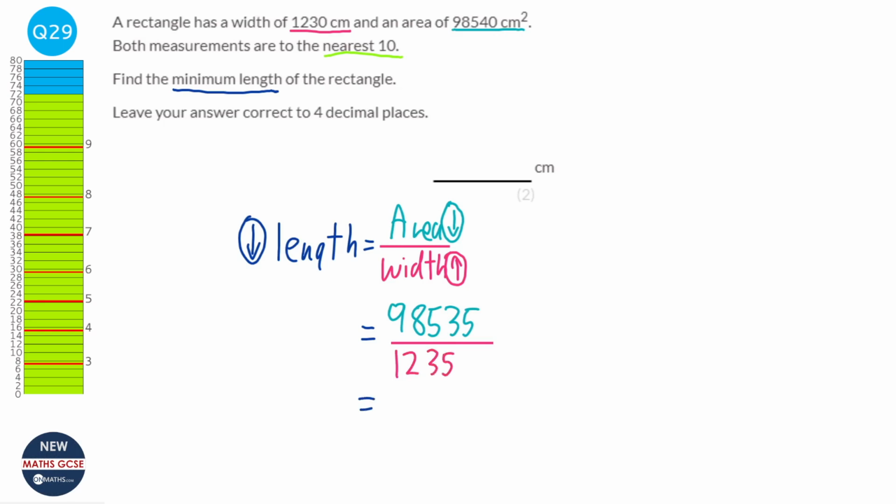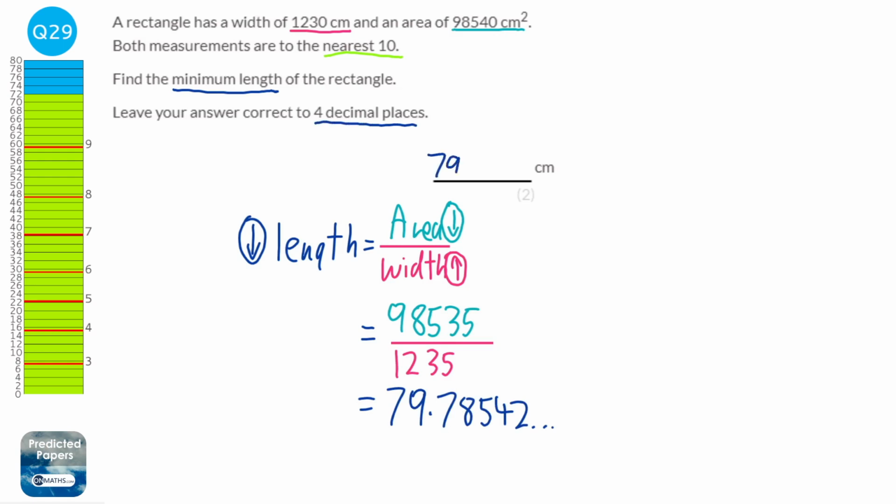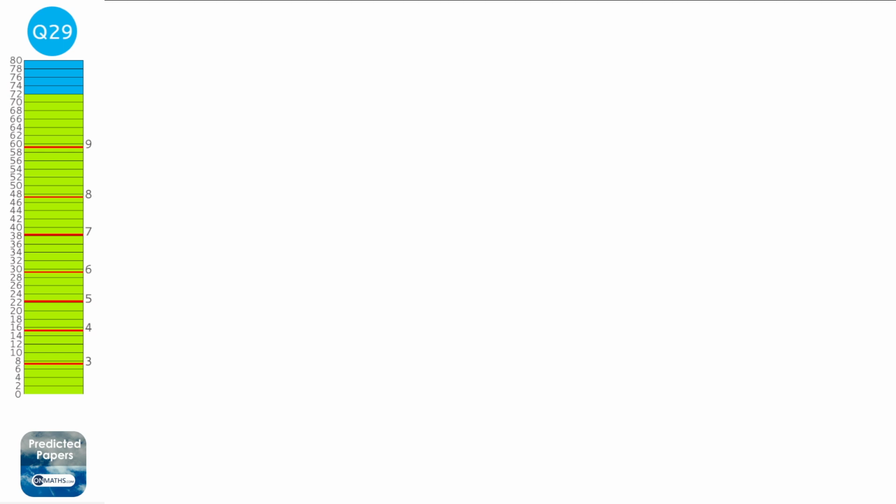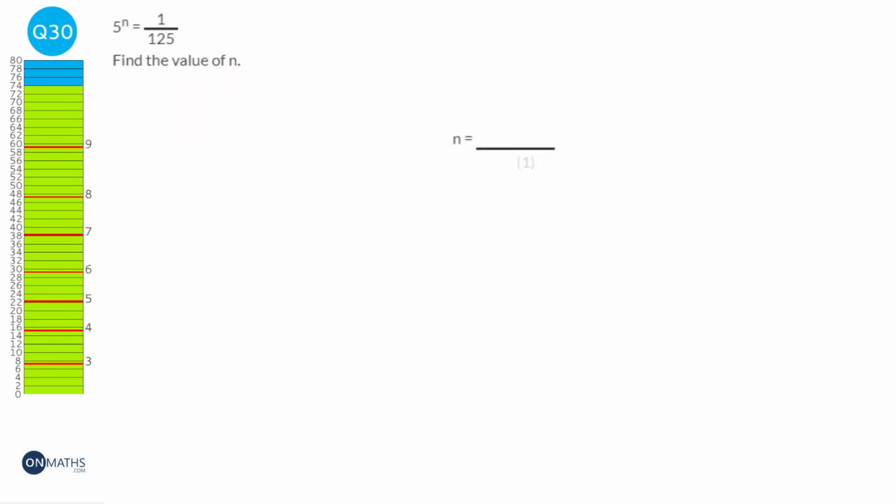And when you do that calculation, you get the answer of 79.78542, blah, blah. And it says it wants it to 4 decimal places. So we're going to do 79.7854. The first thing to notice is that 125 is 5 cubed.